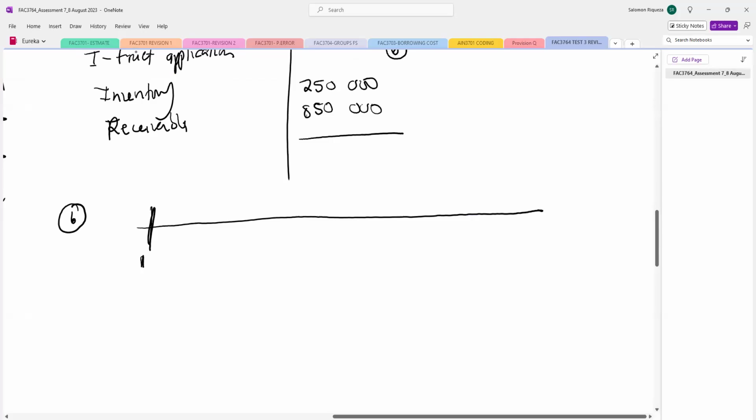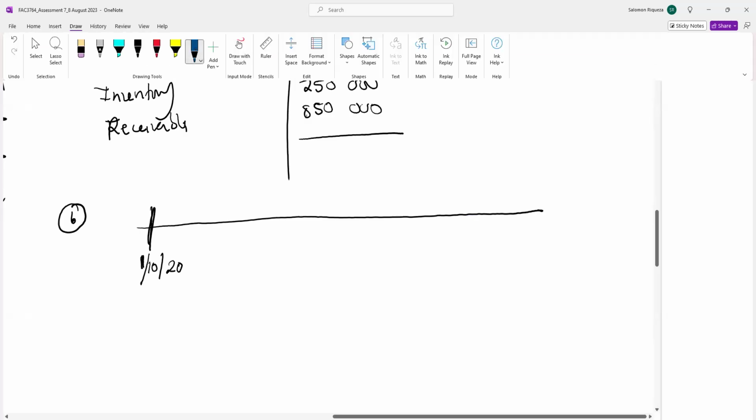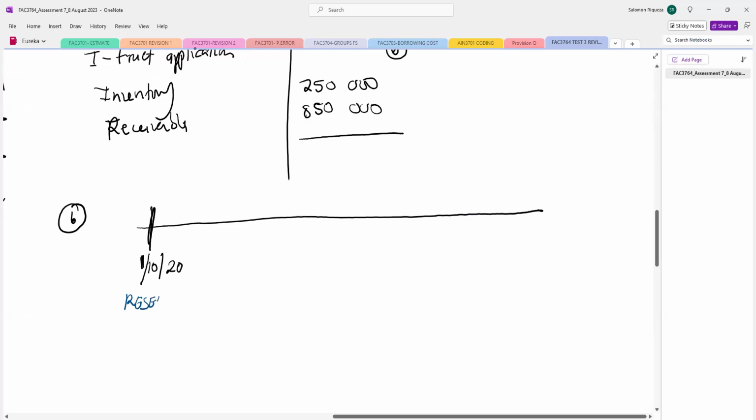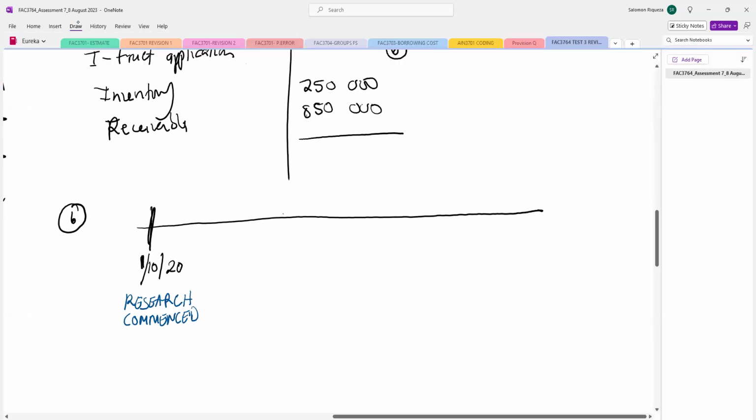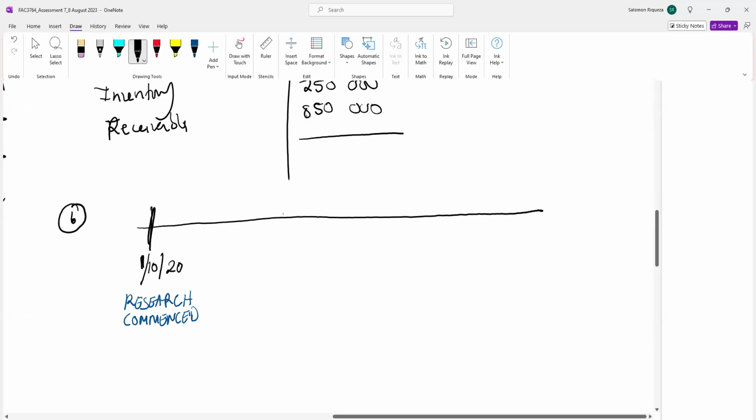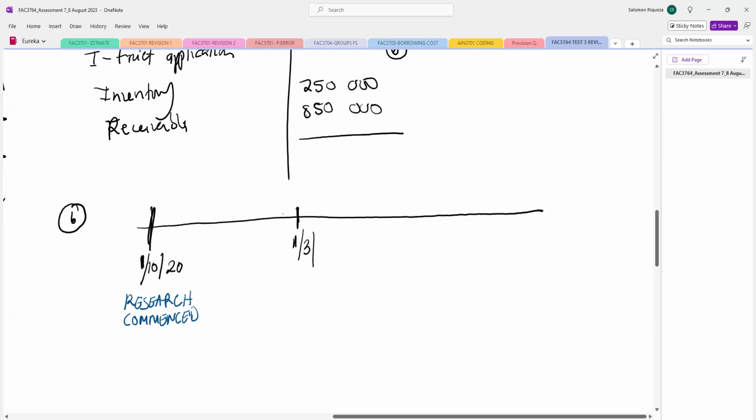Right, on 1 October 2020. Okay, this is when research commenced. Then on 1 March 21, this is when development commenced.